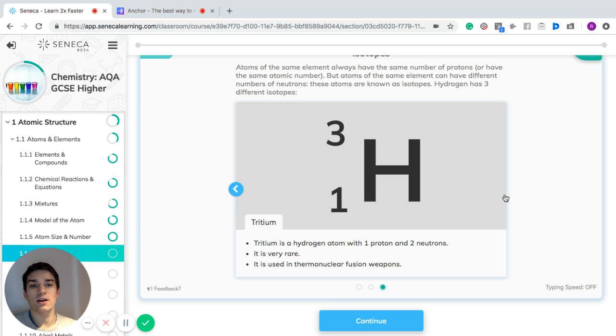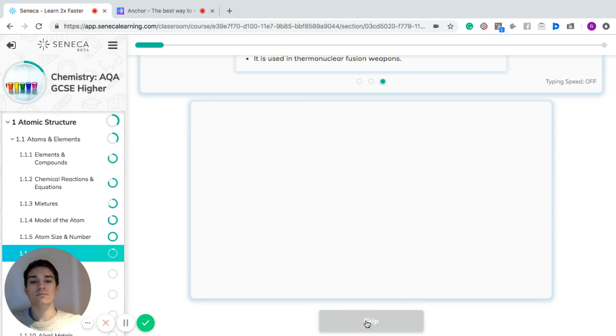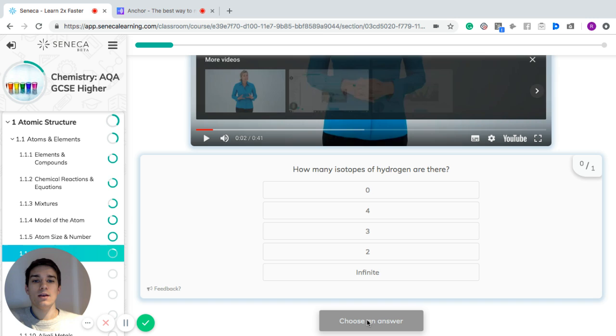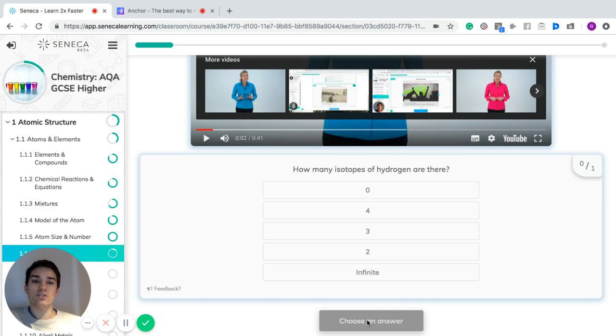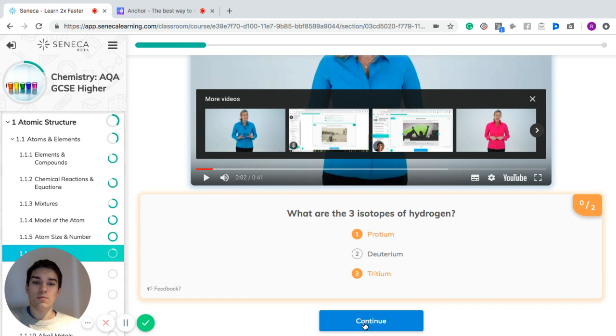It's used for nuclear fission for the creation of energy. The third hydrogen isotope is tritium, and that has 1 proton and 2 neutrons. It's very rare, but it can be used in thermonuclear fusion weapons, so what we know as nuclear weapons. So how many isotopes of hydrogen are there? Now remember, there are 3. And those 3 are protium, deuterium, and tritium.